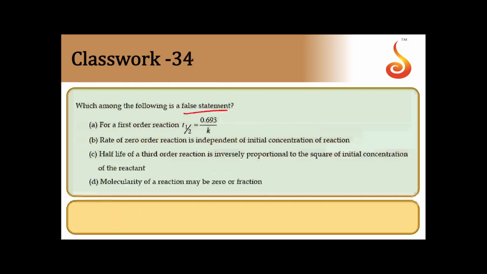34th one. False statement among the following. Half-life of first order is equal to 0.693 by k. Directly formula itself only. The rate of zero order reaction independent of initial concentration is also a property of zero order only.